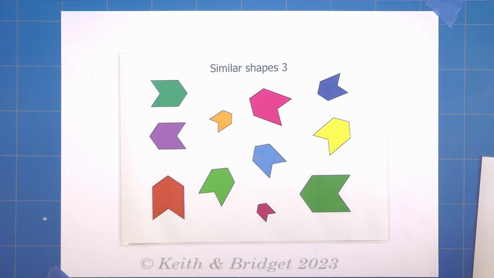And then again, we don't have to restrict ourselves to the simple 3 and 4 sided shapes. Okay, so those are all similar.